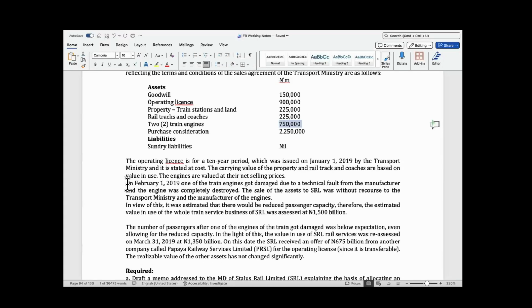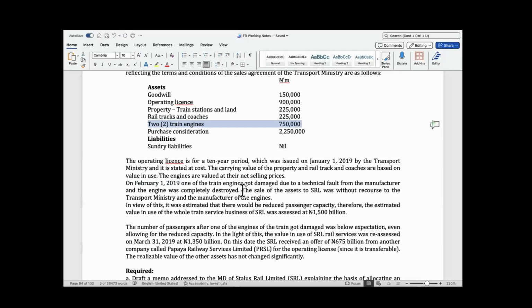I was told that on February 1st, 2019, one of the train engines got damaged due to a technical fault from the manufacturer, and the engine was completely destroyed. So one of these engines has been damaged and destroyed.